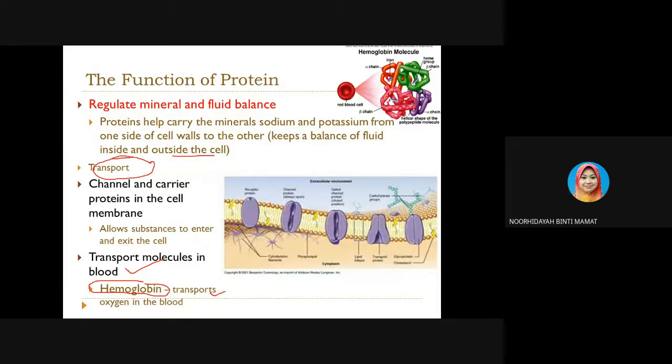So as you can see from here, we are talking about proteins serving as channels and carriers. They can become gated, which allows the substrate to enter and exit from the cell.